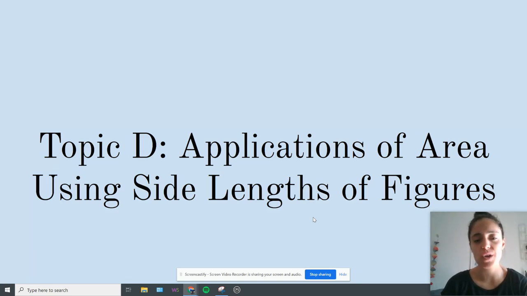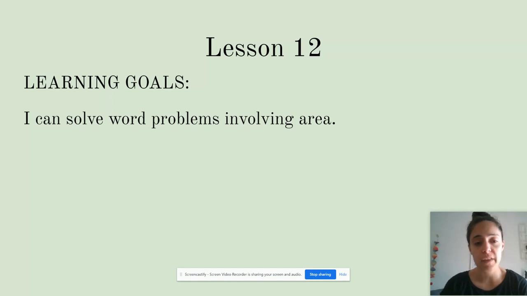Today we're going to talk about math and lesson 12. So today we are going to start looking at the applications of area using side lengths of figures. Our goal for lesson 12 is to be able to solve word problems involving area. We've done a lot of work on how area works, how to find it. Now it's time to apply it in our word problems.